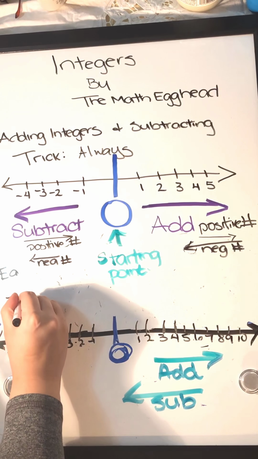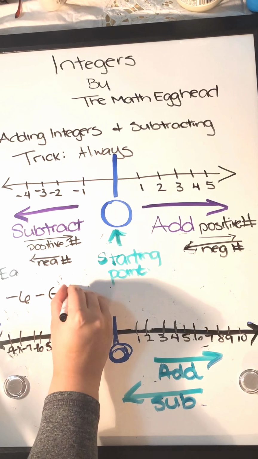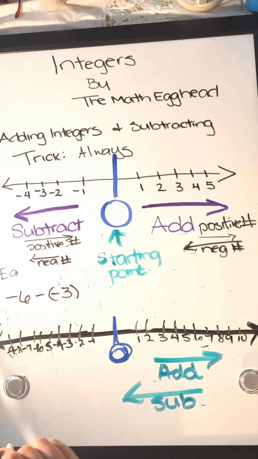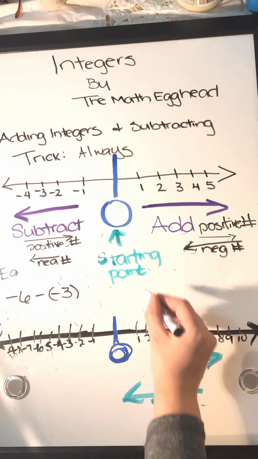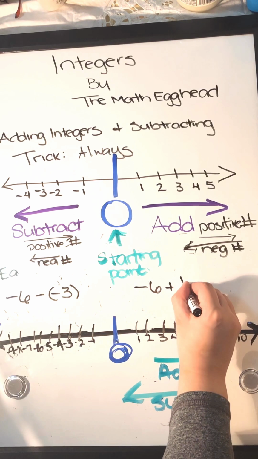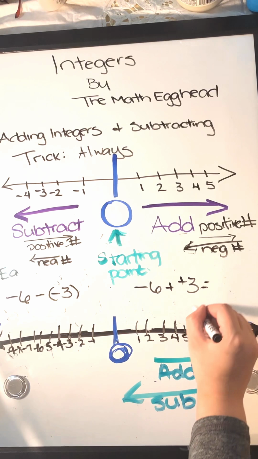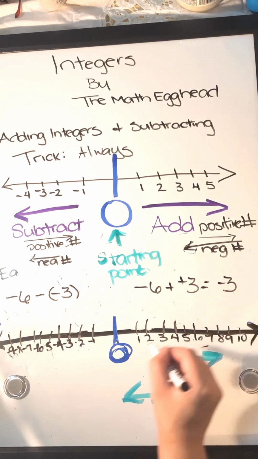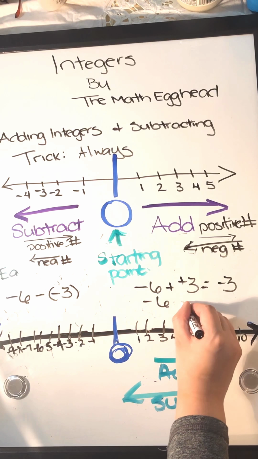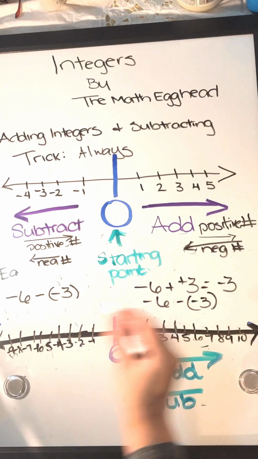Let me show you another problem here. -6 minus -3. Well, remember what I just said. You would just change it. But in this case, you see how there's two negatives? The two negatives, meaning the subtraction and the -3, those two negative signs, when you multiply a negative and a negative, that gives you a positive. So automatically it would be -6 plus 3.